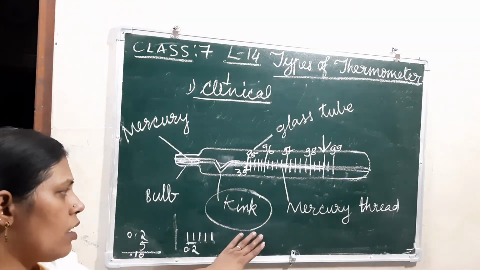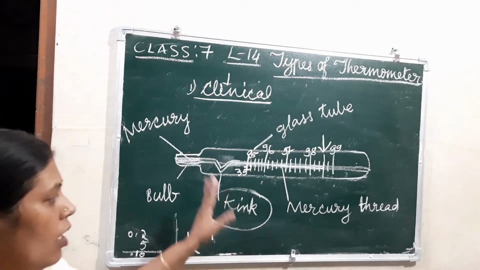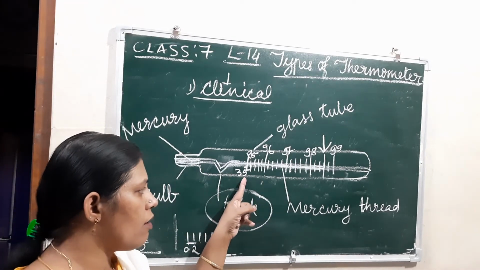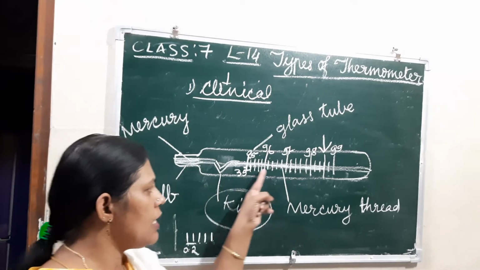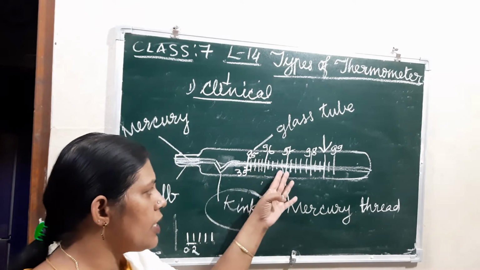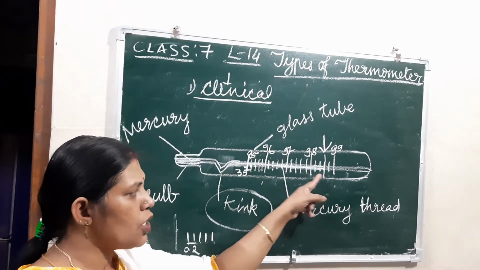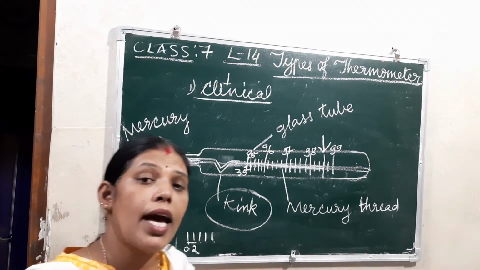Now see, this is the structure of the clinical thermometer. How will we measure with it? First we have to see the mercury level. We have to check whether this mercury thread is below the normal body temperature. Only then can they use it for another person.